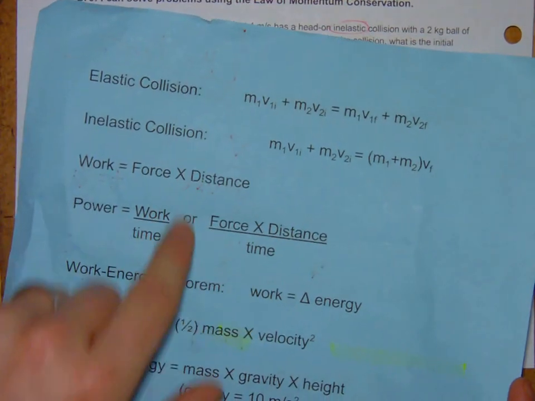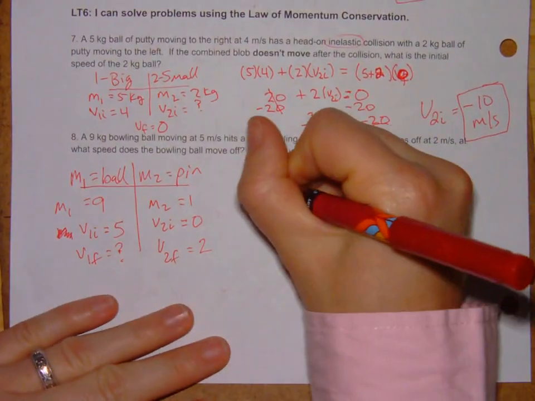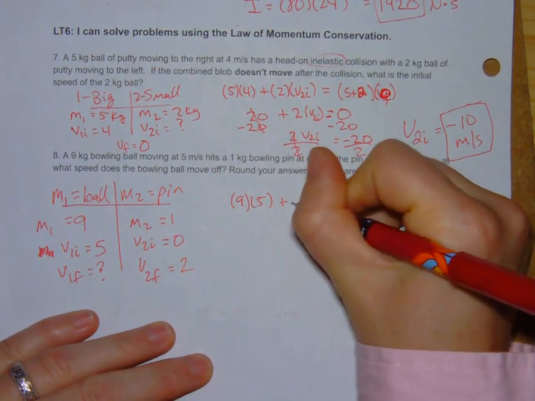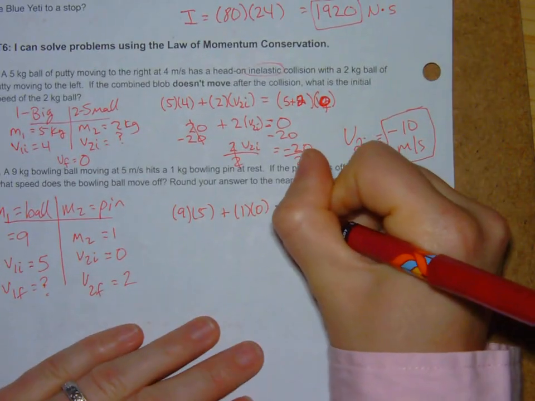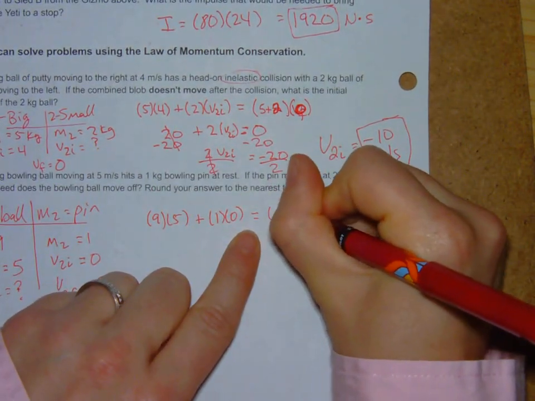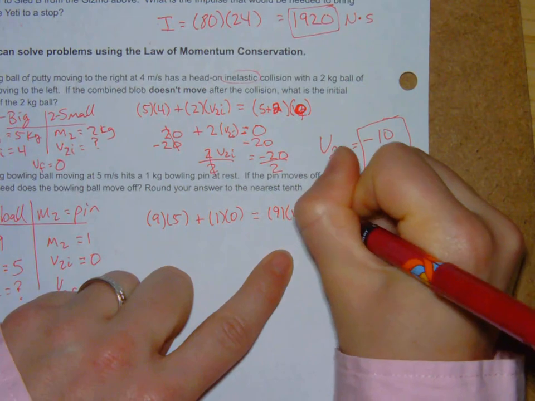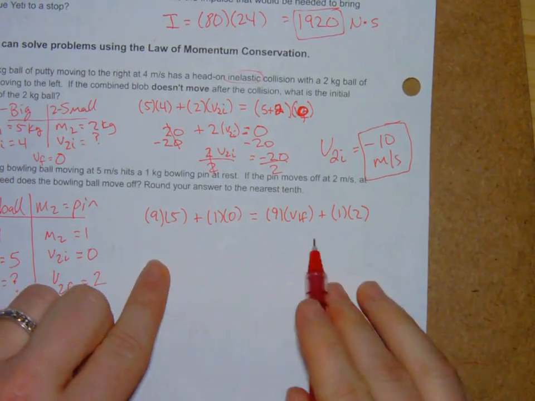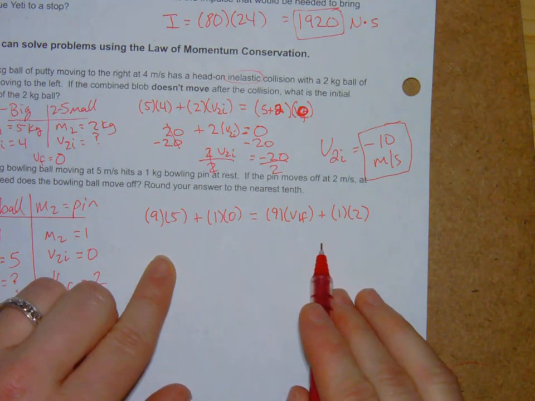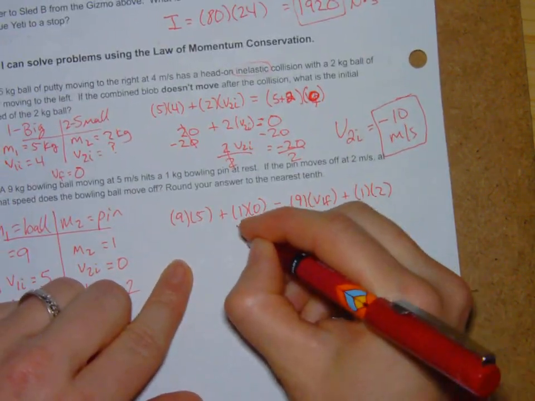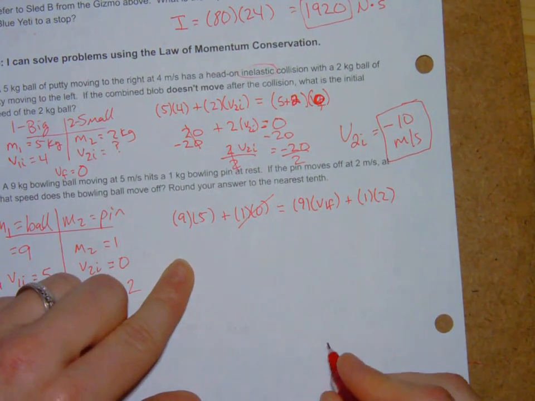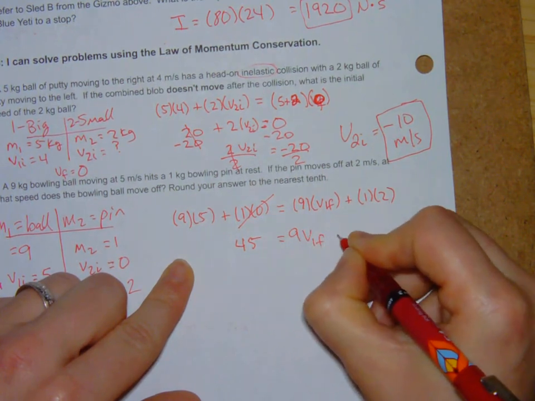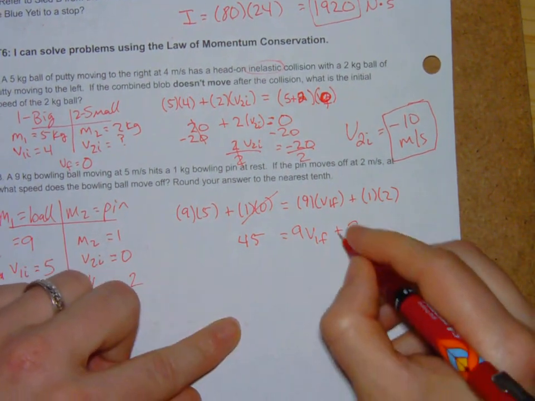So now, just solving, putting them in here. So we have 9 times 5 plus 1 times 0, set it equal to 9 times what we're looking for, plus here's what the pin is doing after the collision. So here's all your before the collision, here's all your after the collision. Pause me if I'm going too fast. That drops out. 9 multiplied by 5 is 45. 9 v1f plus 2, because we multiplied that out.